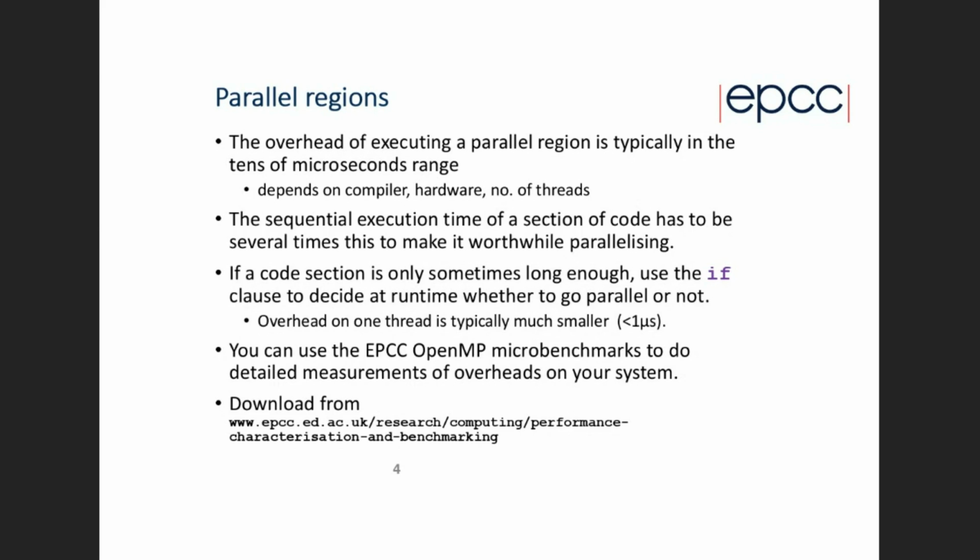So what the if clause does is that if the expression in the clause evaluates to true, then it goes ahead and executes in parallel. If it evaluates to false, then it will just execute on a single thread. The overhead on one thread is, again, not 0, but it's typically much smaller. It's a tenth of a microsecond. So the overhead on one thread is a couple of orders of magnitude less than it is on more than one thread.